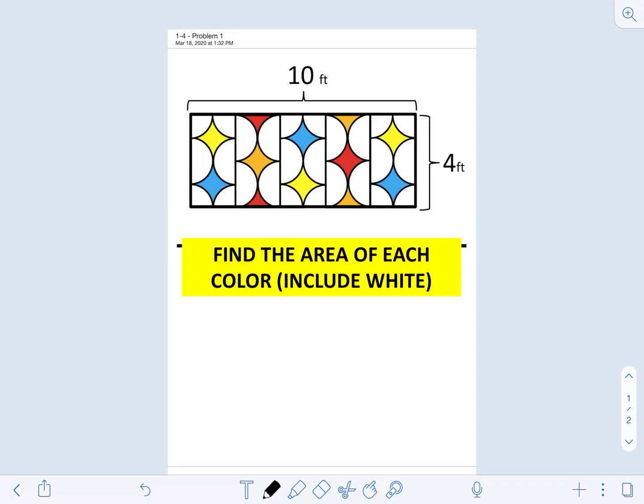So what we have is, I'm just going to focus on each box individually. This is one of the ways that will always work. Now, we want the area of each color.